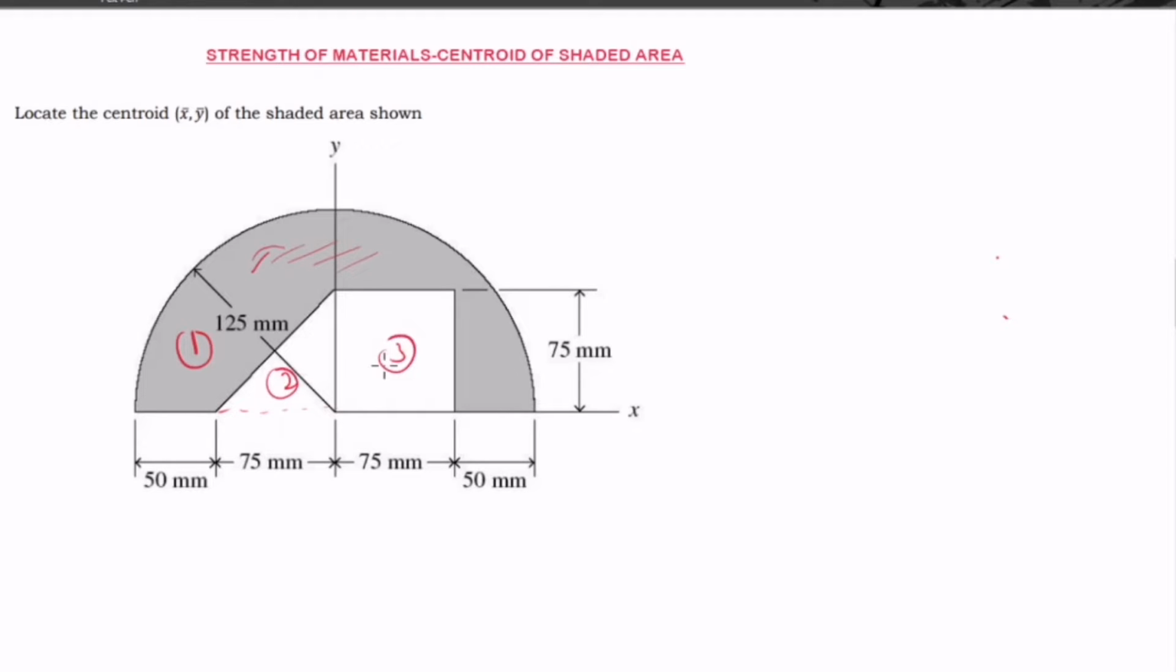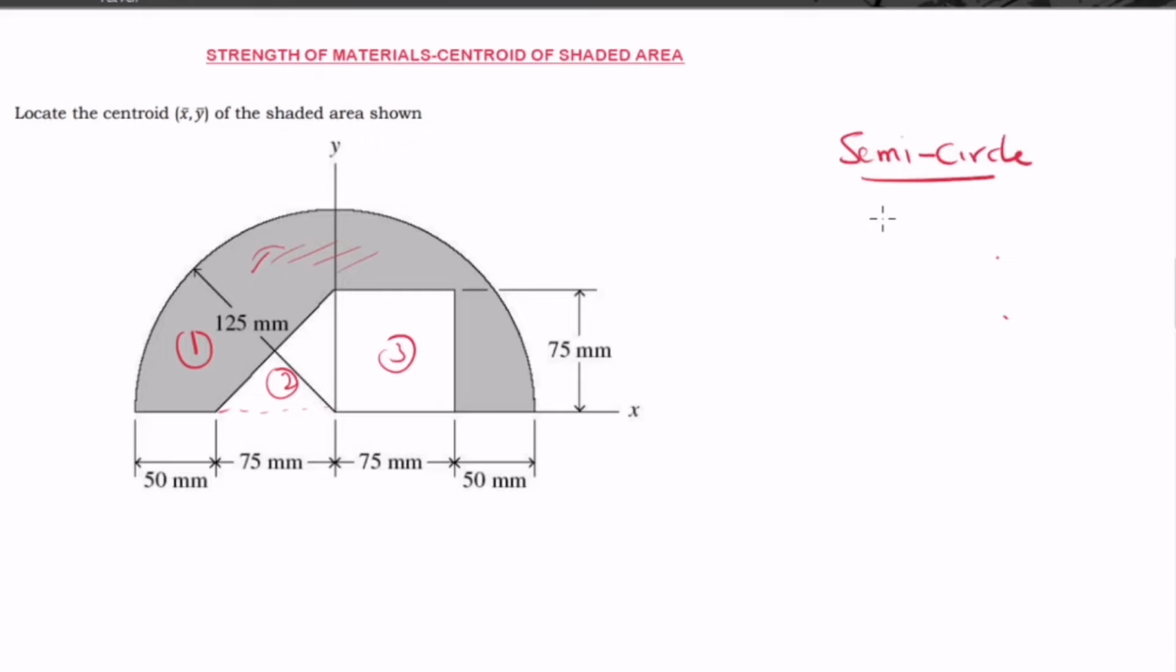One key thing about the centroid of a shaded area is that for the place which is not shaded, what you must know is that when finding the area of that, you make it negative. Right, let's go into it. You see what I'm talking about. So let's start with the first shape, which is a semicircle.